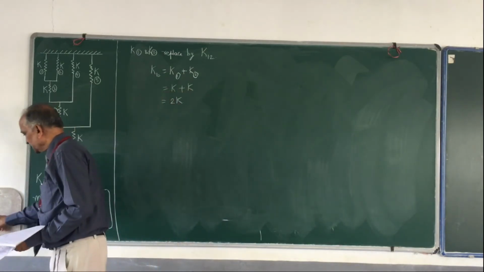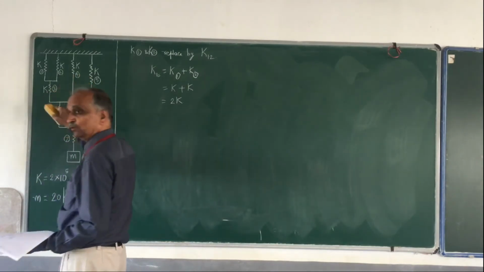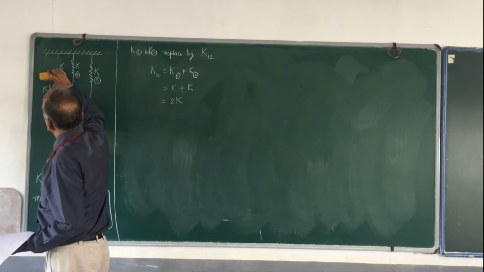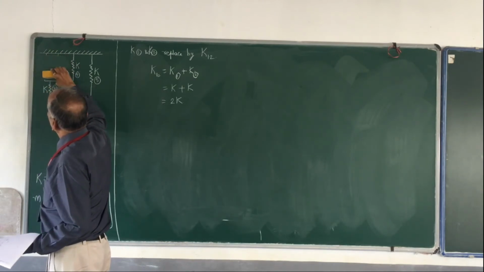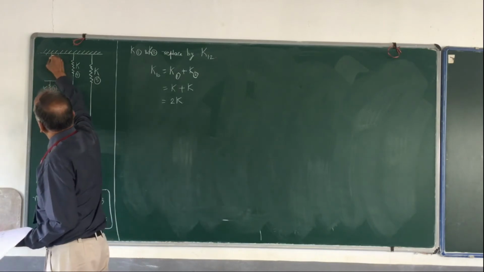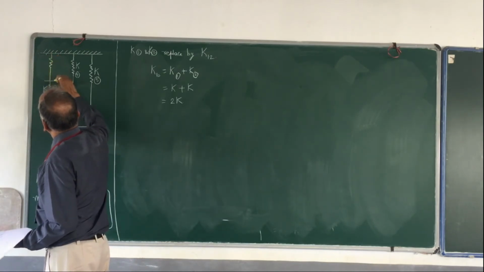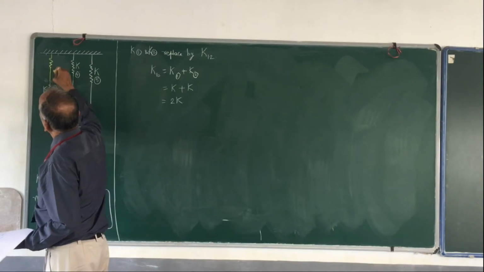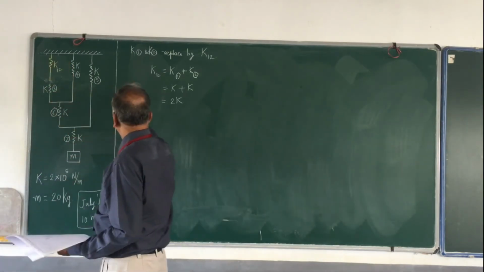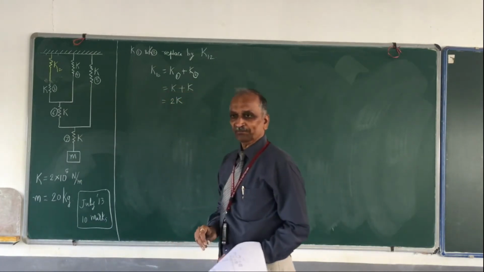So I shall do it here. I hope you have this diagram, the original diagram. I am going to modify this. So I am going to replace these two by only one spring. And what is that? So I am replacing it. So now this is K12. So what is K12? K12 is 2K.